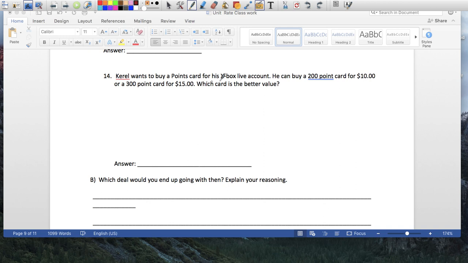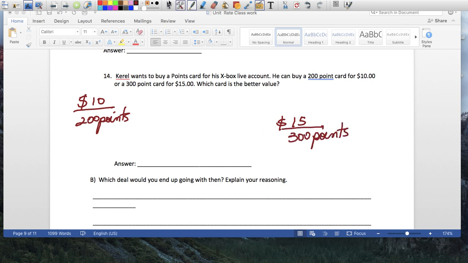She wants to buy a card for his Xbox Live account. He can buy 200 points for $10 or 300 points for $15. Which one's the better deal? So let's see. For $10, I can get 200 points. Or for $15, I can get 300 points.